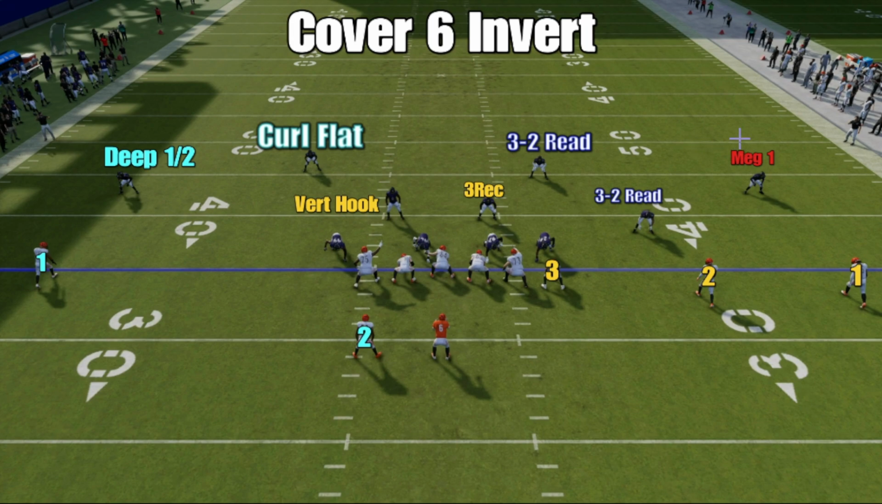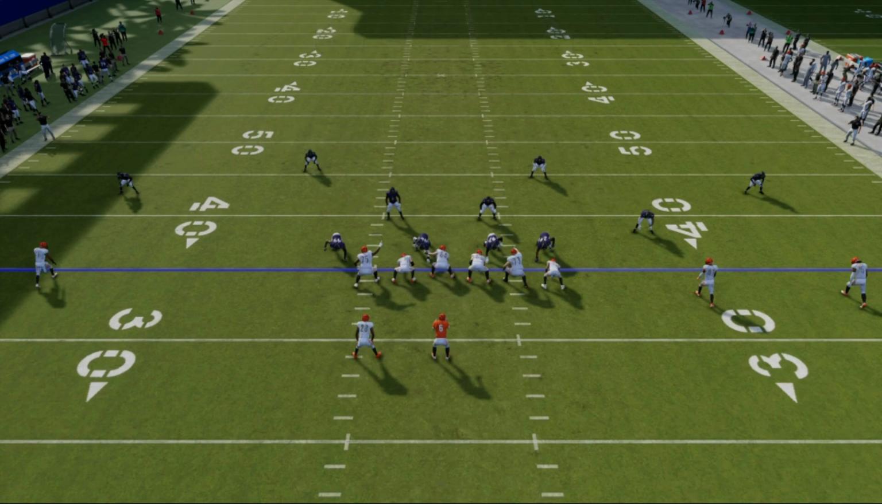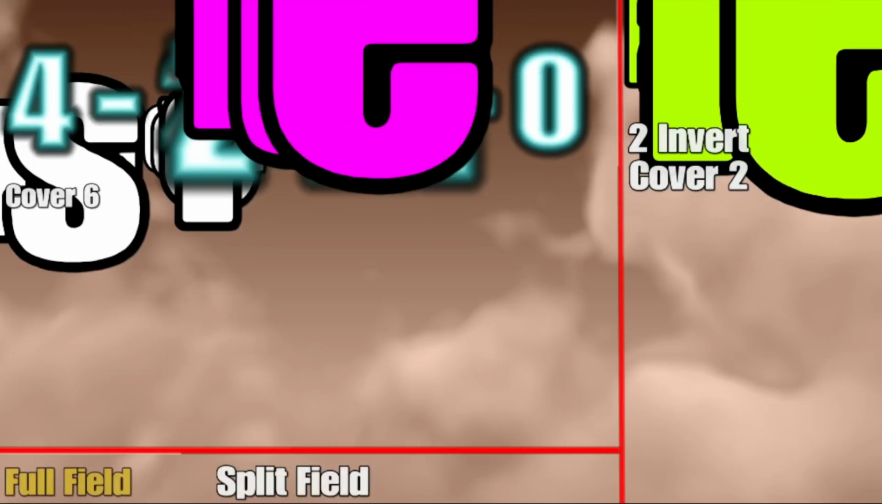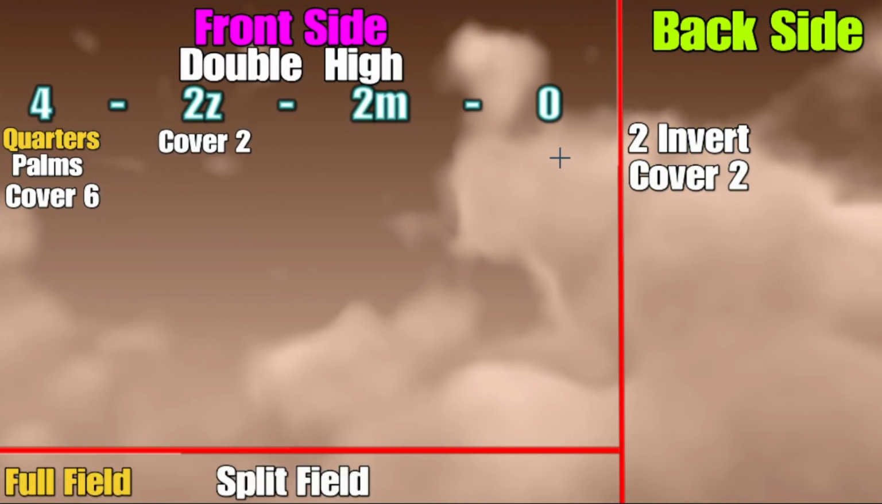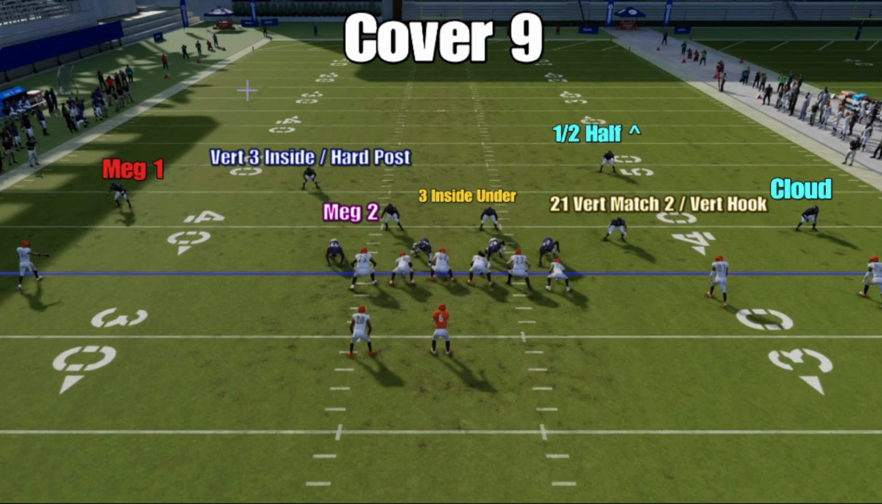So that's cover 6 invert, but you notice with a lot of the coverages, we're playing the same palms deal on the front side, right? So it's good to know what everybody is responsible for whenever you play these coverages against trips. And I think now we get into cover 9. So there's cover 6. So this is just an example how on the backside we were playing 2 invert when we play cover 6 invert. You play cover 2 when you play cover 6 on the backside, right? Just to give you an idea, because it kind of gears you up to the different things you could do on the backside when you're playing a split field coverage.